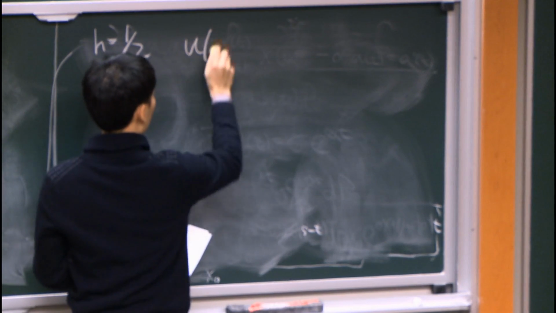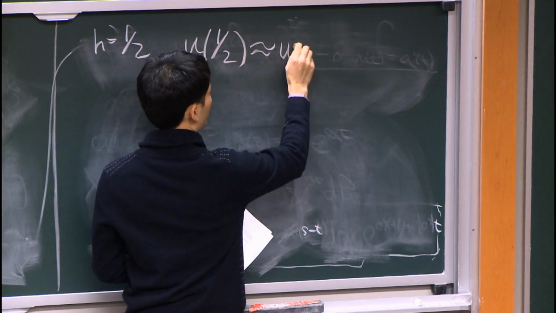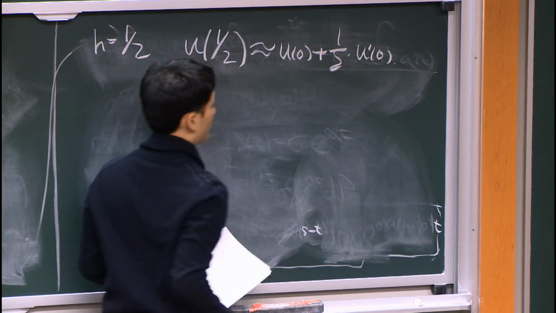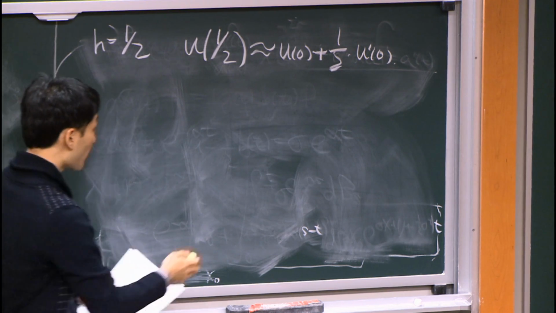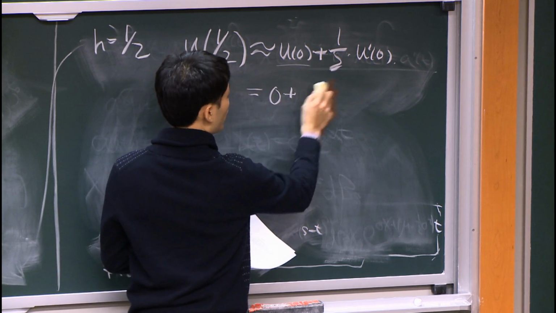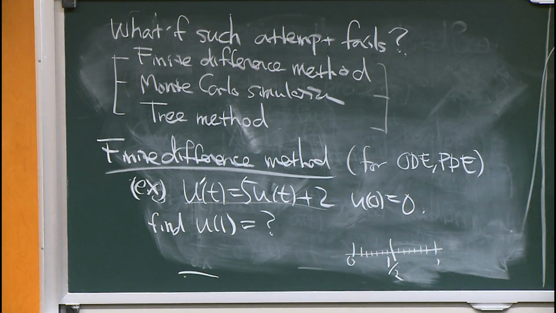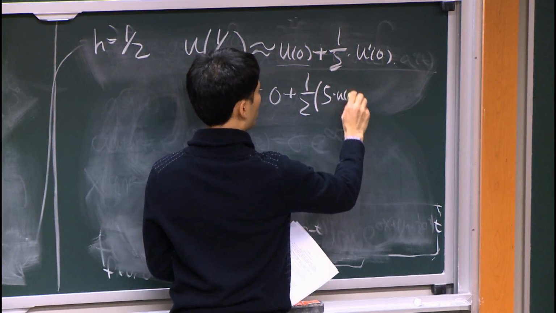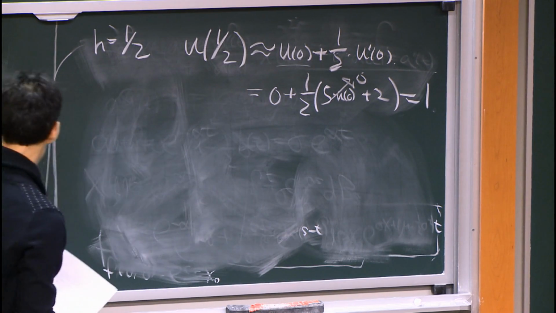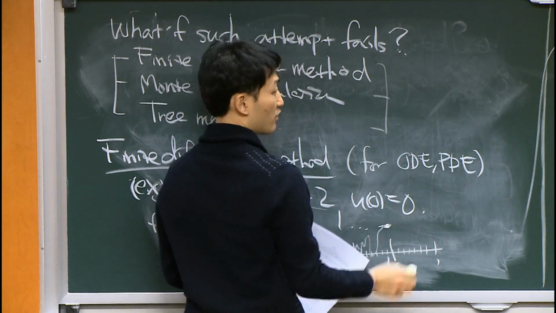So what is u of 1 over 2? Approximately, by Taylor's formula, it's u0 plus 1/2 times u prime of 0. That's Taylor approximation. Okay. u0, we already know, is given to be equal to 0. U prime of 0, on the other hand, is given by this differential equation. So it's 1 over 2 times 5 times u0 plus 2. u0 is 0, so we get equal to 1. Like we have this value equal to 1, approximately. I don't know what happens, but it will be close to 1.